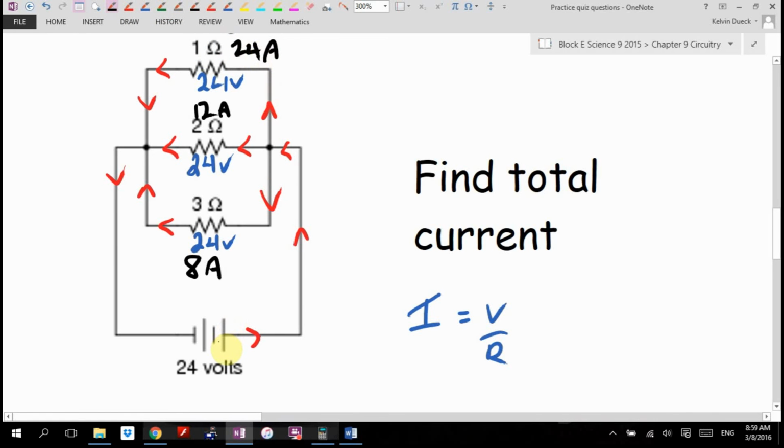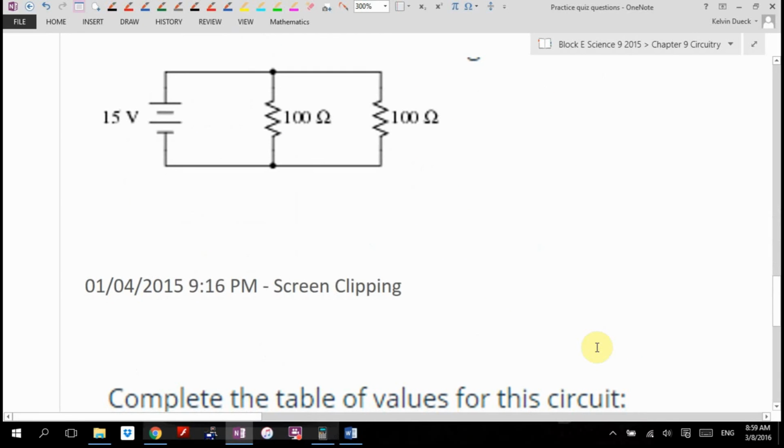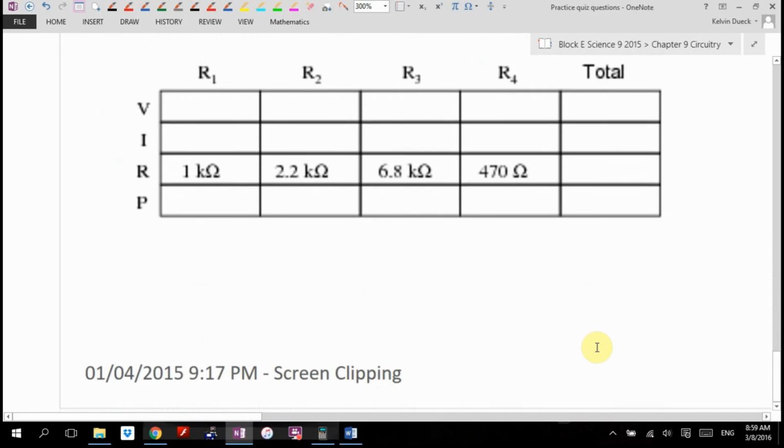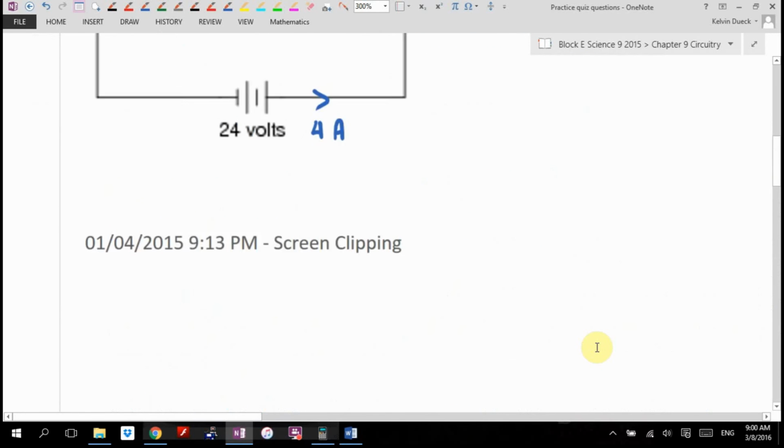How many amps must be leaving the battery? Plus, plus, and plus, because when they all join together, right? 24 plus 12 is 36, plus 8, I think, is 44 amps. By the way, this would be a pretty nasty circuit. You would not want to touch it. This battery also wouldn't last very long. The more amps, the faster the battery drains. Okay? What else could we throw at you? You know what? I think that's pretty good.